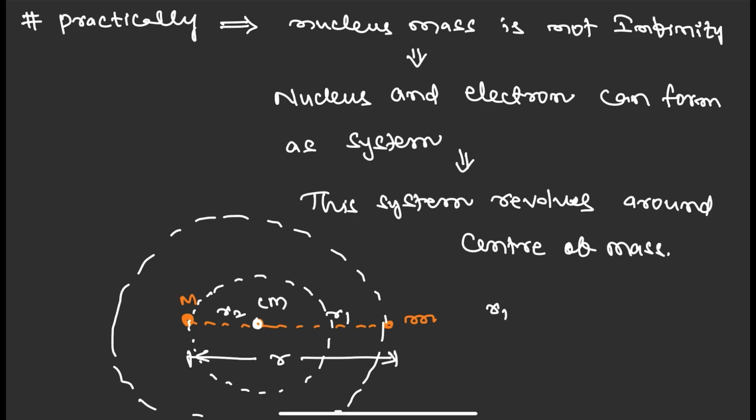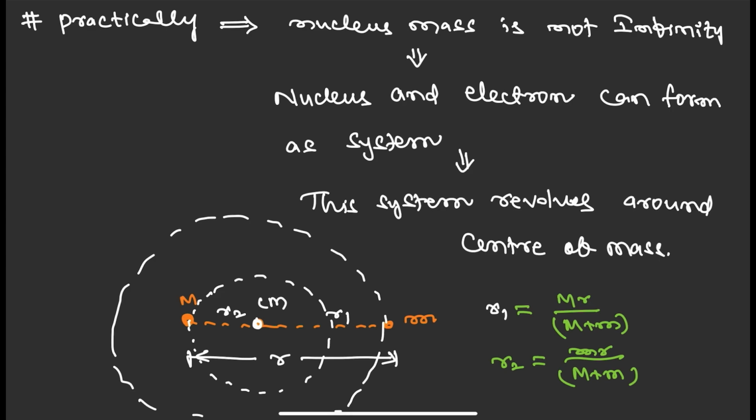R1 is what? The distance of the center of mass from the electron. So R1 is equal to capital M into R by capital M plus small m, that is the first one. And R2 is equal to small m into R by capital M plus small m. Capital M indicates the mass of the nucleus, and small m indicates the mass of the electron.